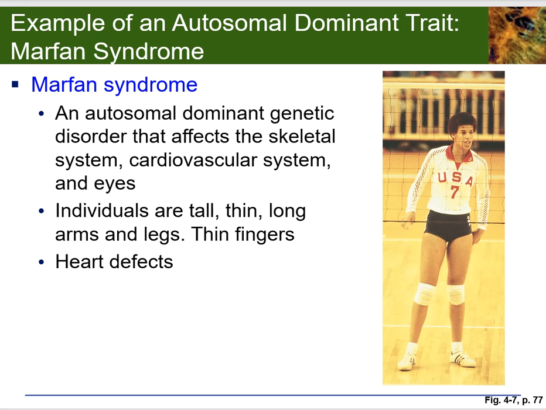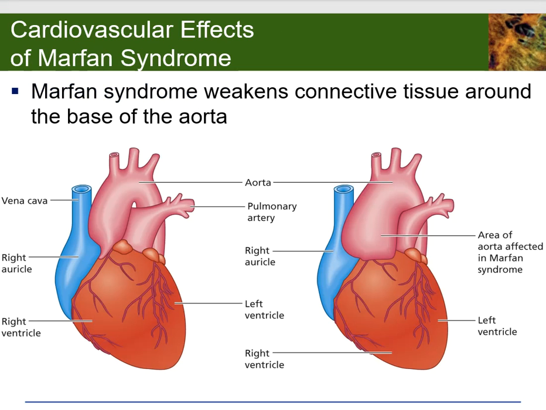Okay, Marfan syndrome, which is a type of autosomal dominant trait. It's an autosomal dominant genetic disorder that affects the skeletal system, cardiovascular system, and eyes. Individuals are tall, thin, with long arms and legs. They have thin fingers and generally have heart defects. Marfan syndrome weakens connective tissue around the base of the aorta. You can see the enlarged size right here.